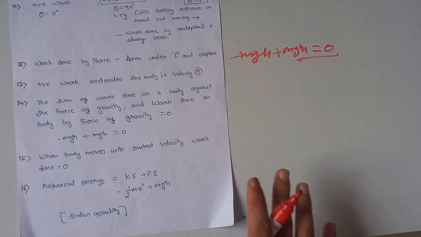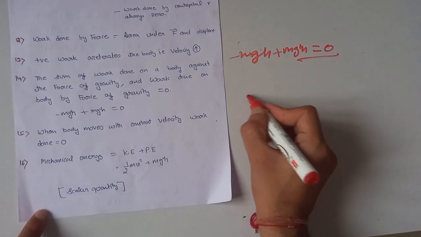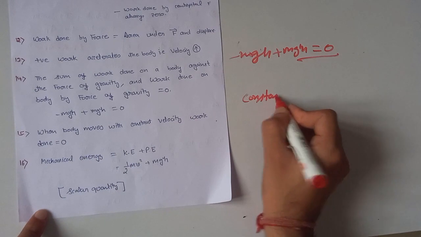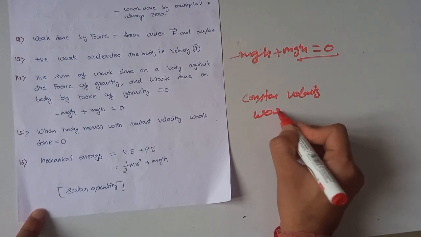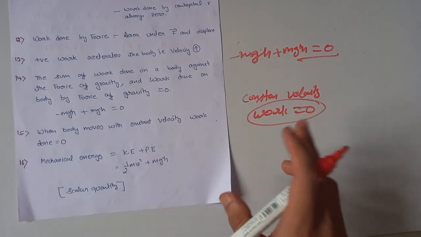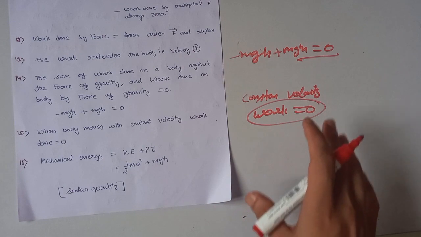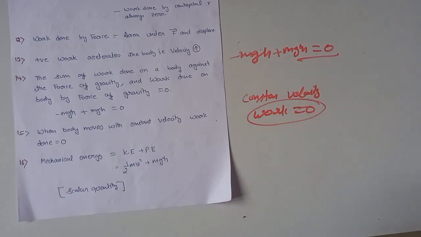Our next and important key point: when a body moves with constant velocity, then the work done is always equal to 0. When the object is moving with constant velocity, then there is 0 displacement, then the work done is always equal to 0.